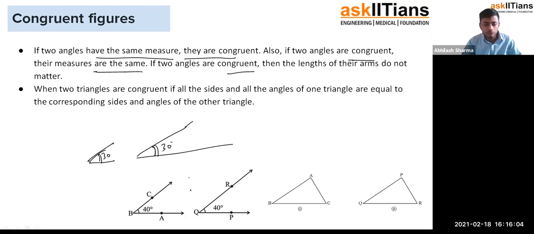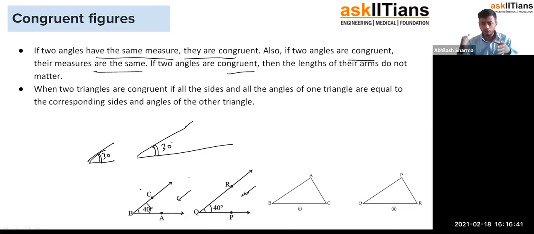For instance, here we have shown smaller arms, bigger arms, but clearly the angles will superimpose each other if kept exactly over one another, right? Now, two triangles are congruent if all the sides and all the angles of one triangle are equal to the corresponding sides and the corresponding angles of the other triangle. So what we are saying is, two triangles are congruent if and only if all the sides and angles of one triangle are equal to the corresponding sides and angles of the other triangle.